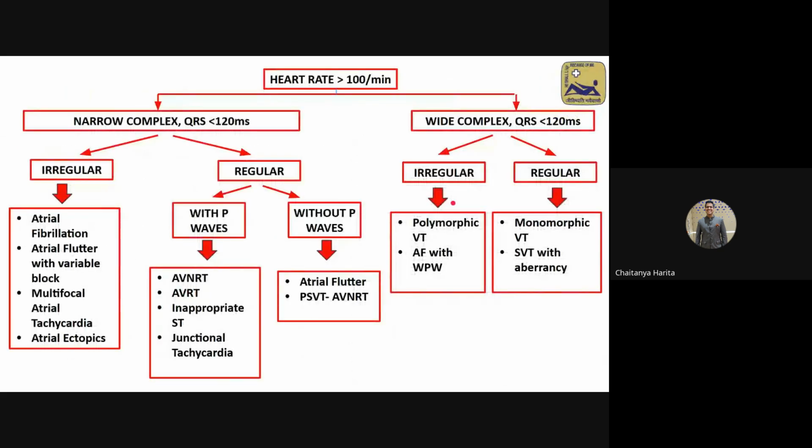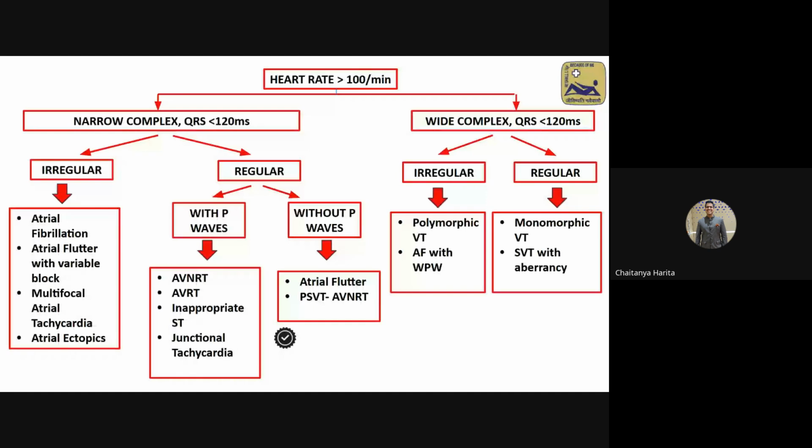Now, how did I reach this diagnosis? Simple. I looked at the algorithm. I have a heart rate of 150, so my heart rate more than 100, tachyarrhythmia. Is it narrow complex or wide complex? The QRS is definitely about 2 small boxes, so it is narrow complex. Is it irregular or regular? It is absolutely regular. Are there P waves or not? There are no P waves. So therefore, if I apply the algorithm, my diagnosis is PSVT. Now you may say, so why no flutter?